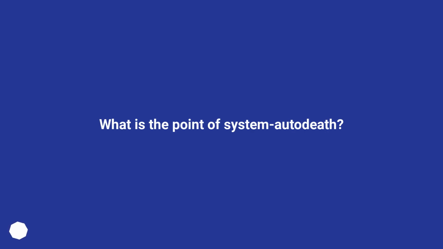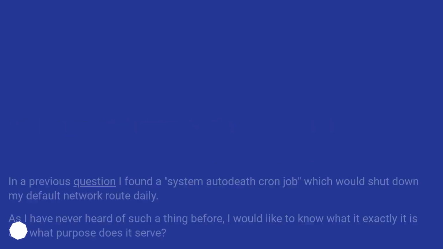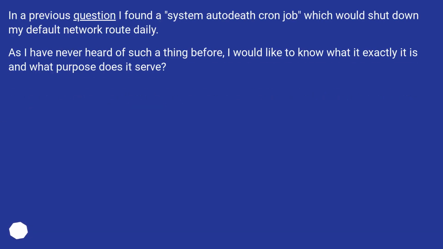What is the point of system-autodeath? In a previous question, I found a system-autodeath cron job which would shut down my default network route daily. As I have never heard of such a thing before, I would like to know what exactly it is and what purpose does it serve?